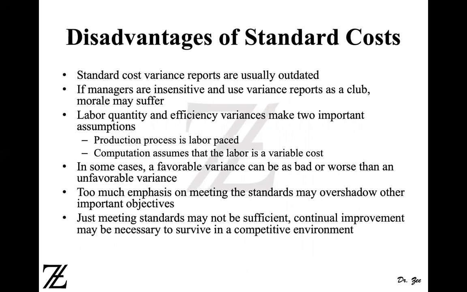If managers are insensitive and use variance reports as a club, morale may suffer. So if they use that, oh, we want to punish employees who did not achieve the goal, then the morale is going to suffer. That's not the purpose, to punish the purchasing manager, production manager, or the quality control manager, that they didn't achieve the target, so they should be punished. No, the purpose is to improve the performance, right? Try to rectify it. If you start punishing employees based on not achieving their targets, then the morale is going to suffer.